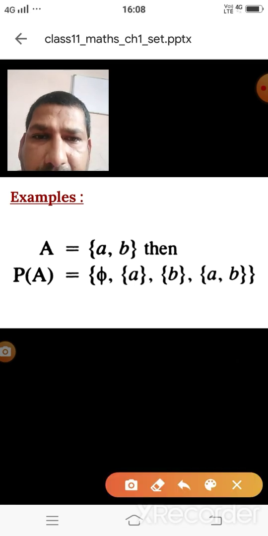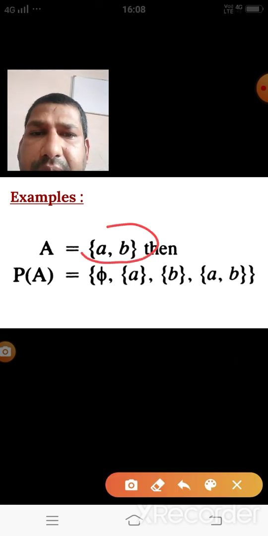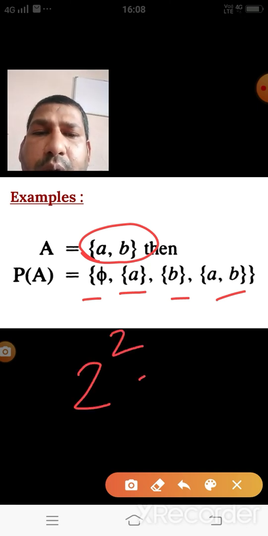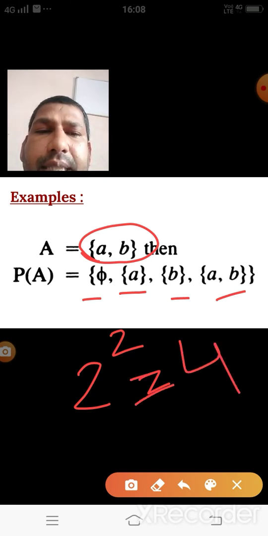Here I am taking an example. I am taking the elements as a, b. Then what are the possible subsets? Then a we have, b we have, a, b we have, and phi. These are the possible subsets. 2 raised to power 2 means 4 elements we are getting here, and these are the 4 elements of the set A.